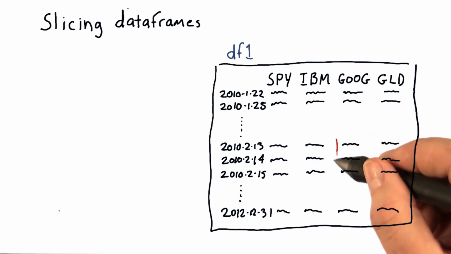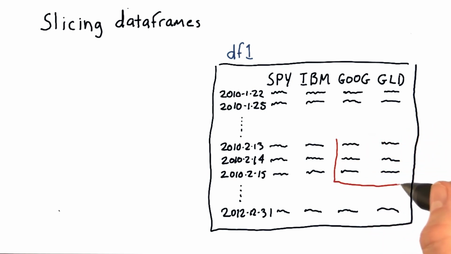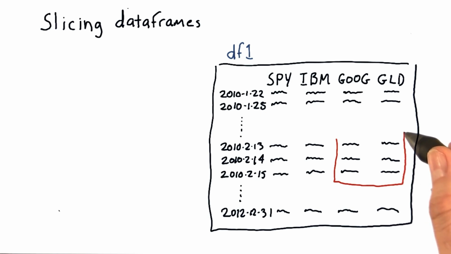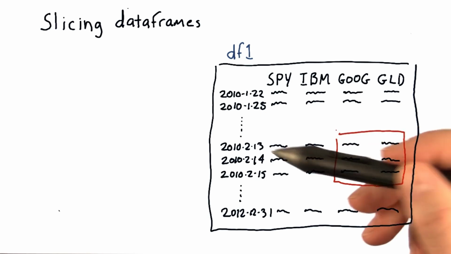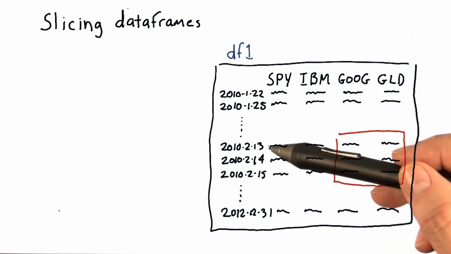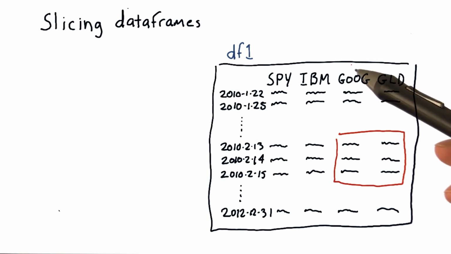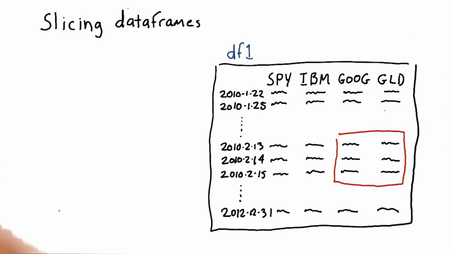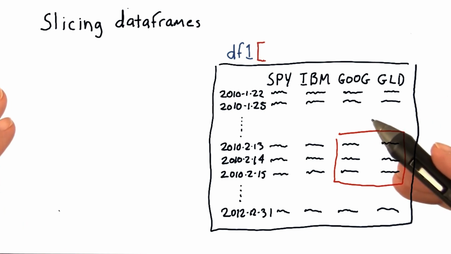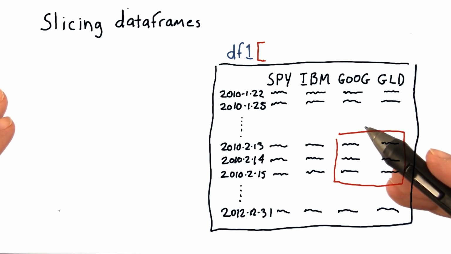For instance, what if we wanted to look at just the values for Google and GLD between these dates, February 13, 2010 through February 15, 2010? And we want to, again, just look at Google and GLD. Well, there's very beautiful syntax in Pandas that allows you to do that. We're going to be learning a lot more about this syntax in a later lesson, but this is sort of a preview of the very nice things you can do.